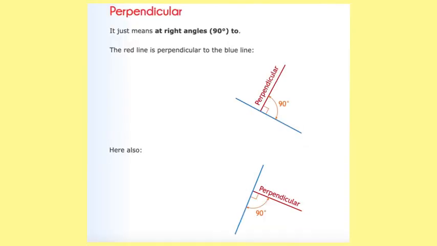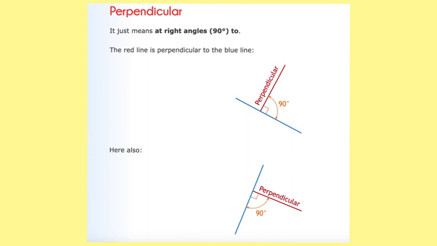Perpendicular lines. Perpendicular just means at right angles. The red line is perpendicular to the blue line in both cases. The angle between them is 90 degrees.